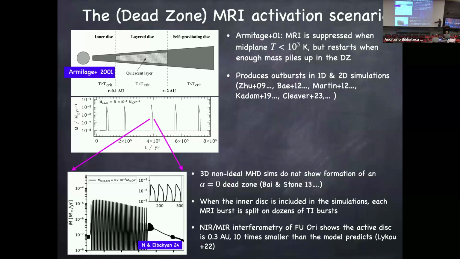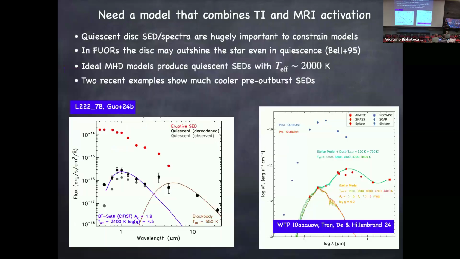Near-infrared interferometry also challenges this result quite strongly. So what we do need is a model that combines the two. I don't think that model exists yet. It is a very difficult problem, but I think we can make progress if we observe these disks in quiescence, just before an outburst or post-outburst. That can help a lot.